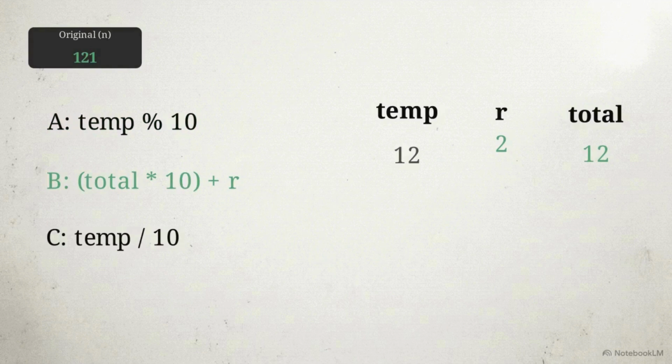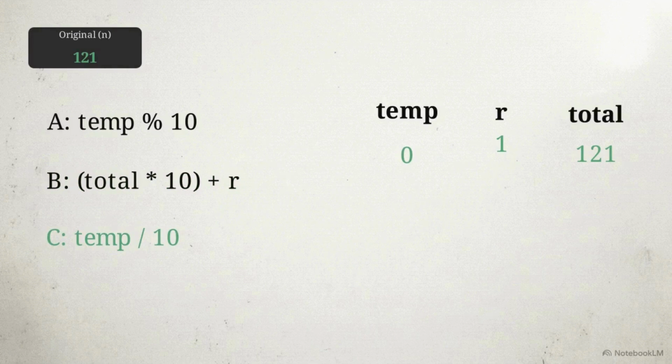On the final pass, 1 modulo 10 gives a remainder of 1. Our total of 12 becomes 120 plus 1, resulting in 121. Dividing the temporary value of 1 by 10 reduces it to 0. Once the temporary variable reaches 0, the loop ends. The fully reversed number is now stored in our total variable.